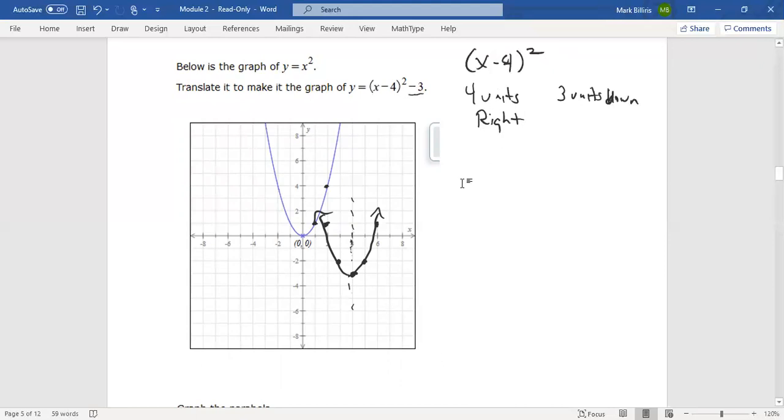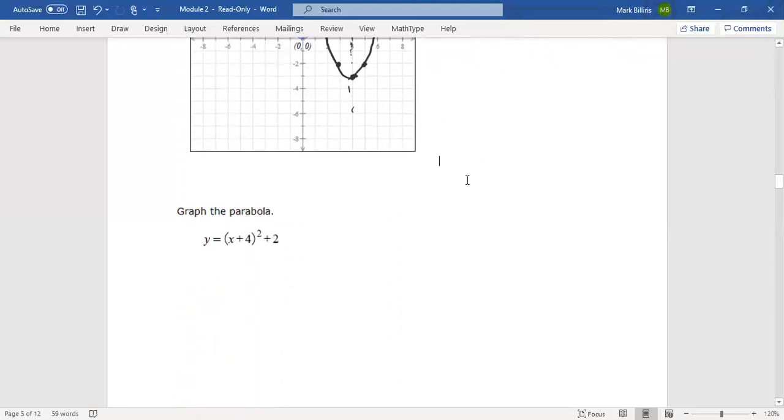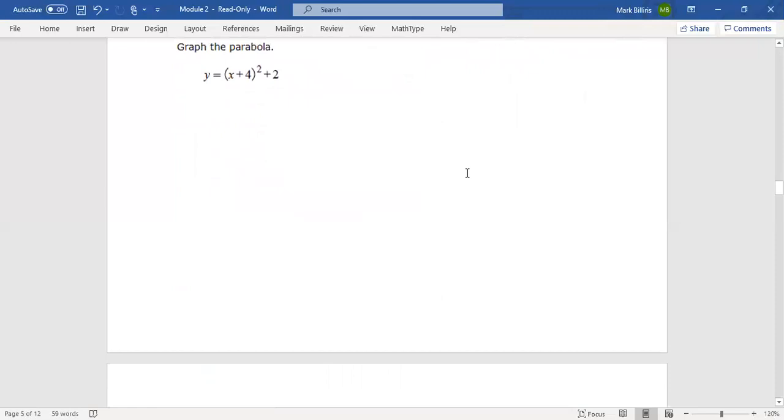So again, transformations, we don't have to do any calculations whatsoever. We're just literally shifting the graph. So this next example, we have graph the parabola y equals the quantity x plus 4 squared plus 2. So again, we know by looking at this x plus 4, since it's in parentheses, that's going to be a horizontal shift, 4 units to the left. Why left? Because it's plus. And since we have a plus 2 at the end, we're going to shift our graph 2 units up. So our vertical shift would be 2 units up.